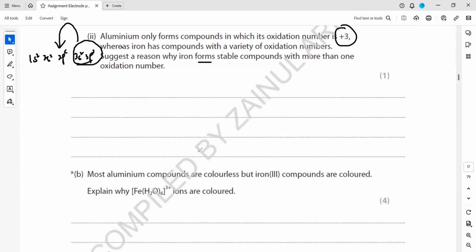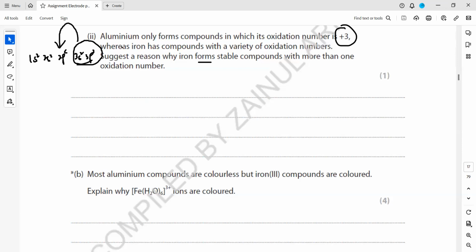But in case of iron, as we are removing the electrons, a very small increase is there in the successive ionization energy. So as a result, we can remove several electrons from the d orbital with a similar energy. And another reason is also there. The energy of 4s and 3d is comparable, approximately the same. So the energy gap between 4s and 3d is very small.